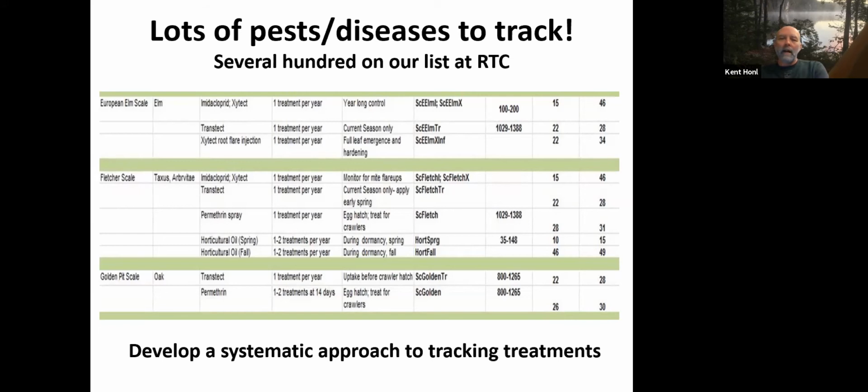And then, I've got degree days and all that stuff. But basically, this is just a spreadsheet that helps keep track of what the different protocols and the treatments are. So without some kind of a systematic approach, you're just going to get lost, really.